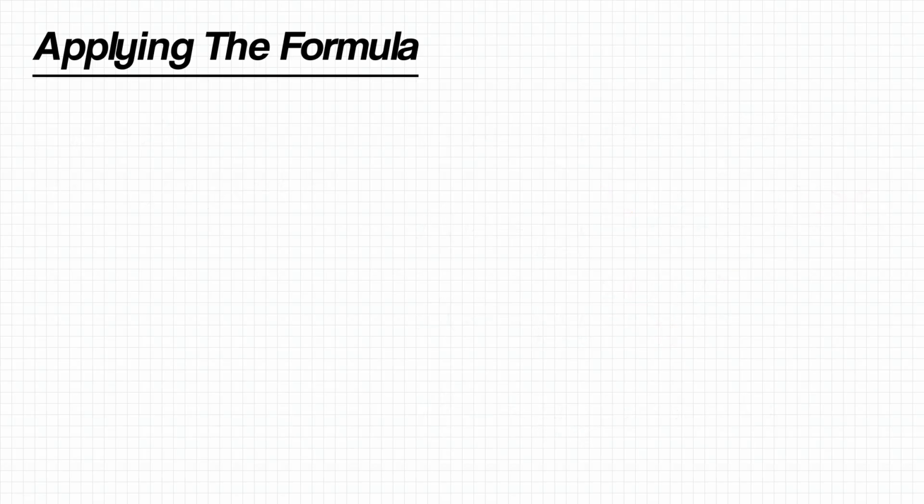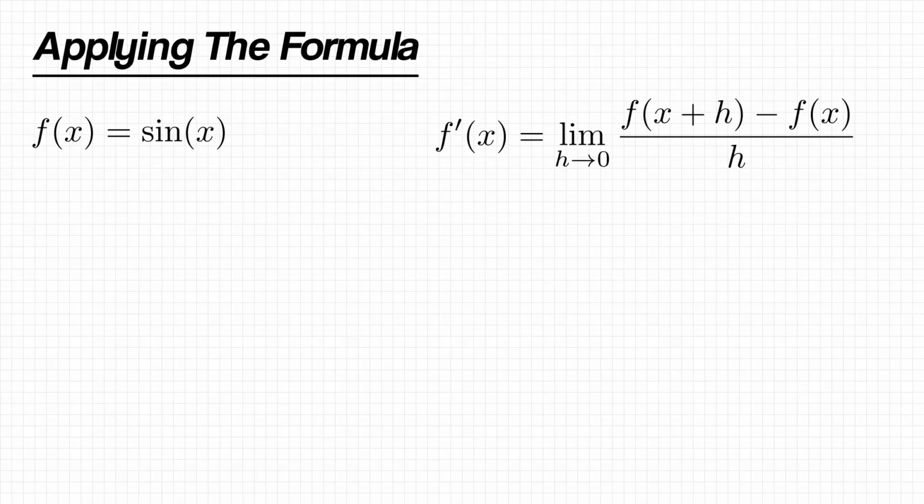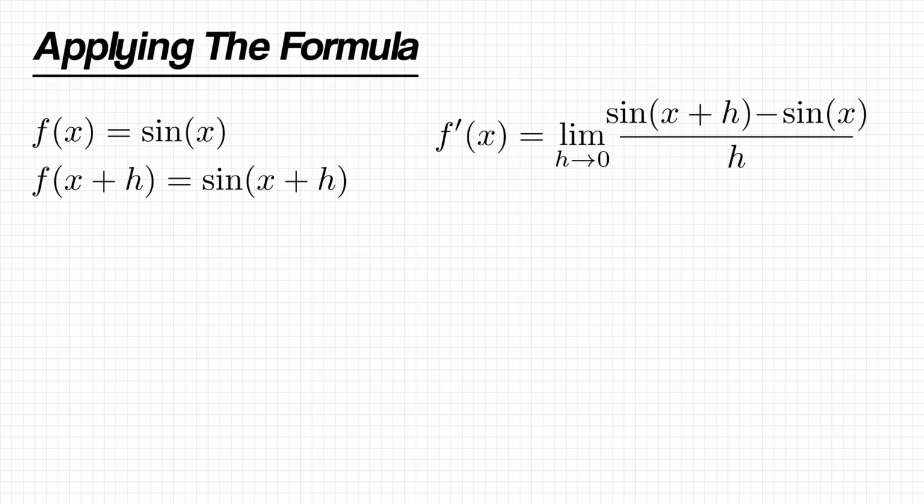Next, let's apply the first principles formula to f of x equals sine of x. F of x plus h in this case is sine of x plus h, as we have changed the input of our sine function from just x to x plus h. We have the same problem as the previous example where h is in the denominator, so we need to manipulate our fraction before we can take the limit.